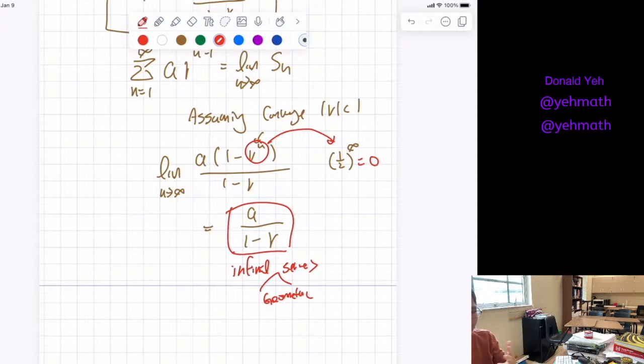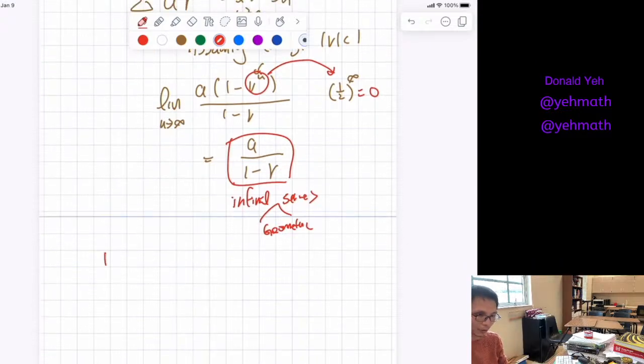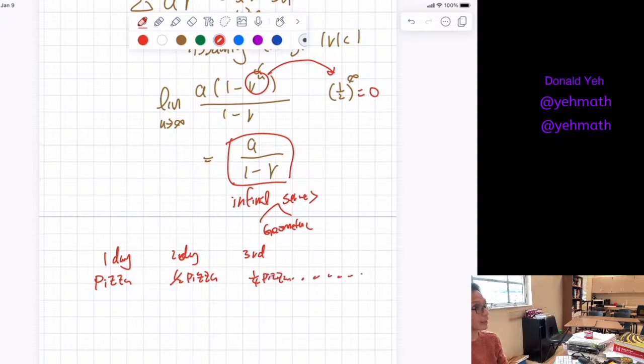Okay. Just imagine that you have the 1 pizza situation. The first day, I'm going to eat 1 pizza. So 1 pizza. The second day, I'm going to eat half a pizza, right? The third day, I'm going to eat 1/2 of a 1/2, so it's 1/4 of a pizza. So it keeps on going. Does that make sense?